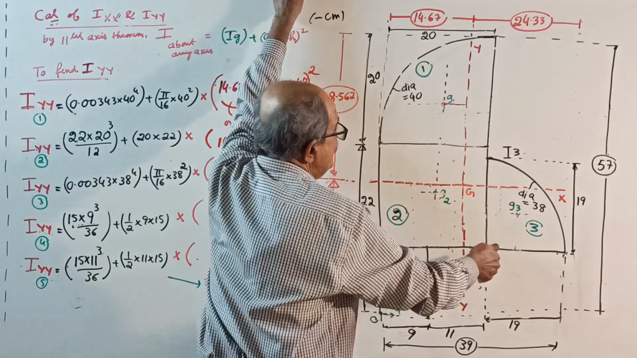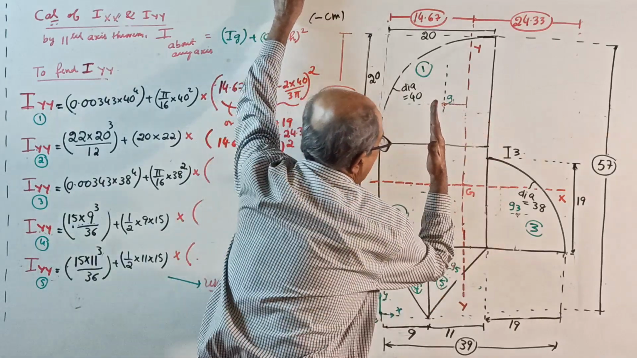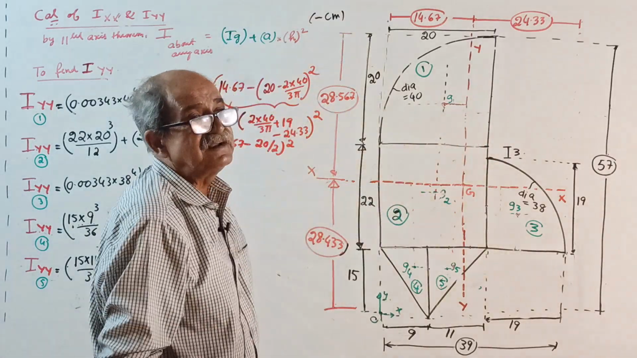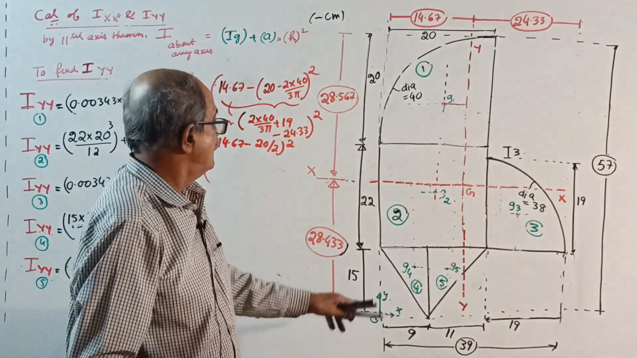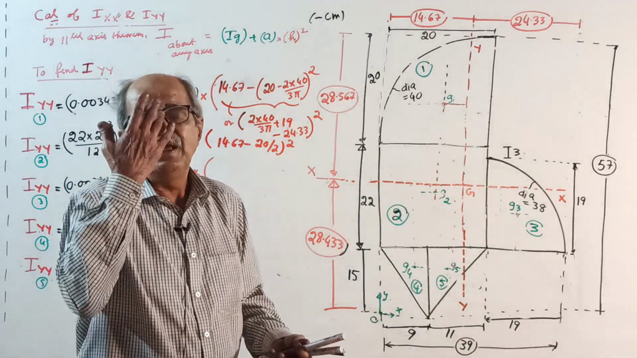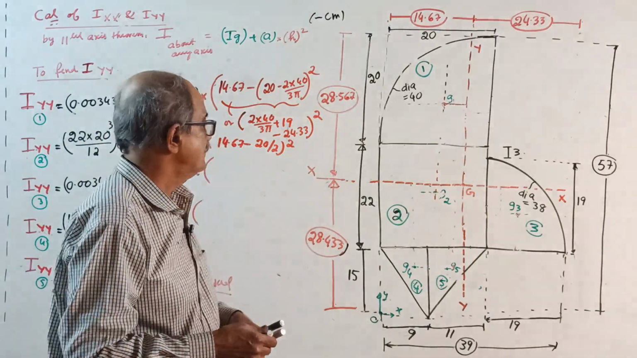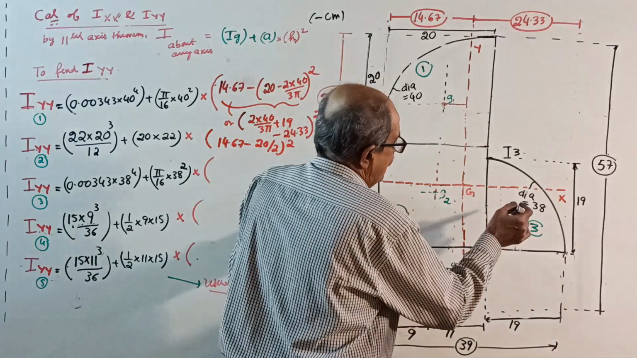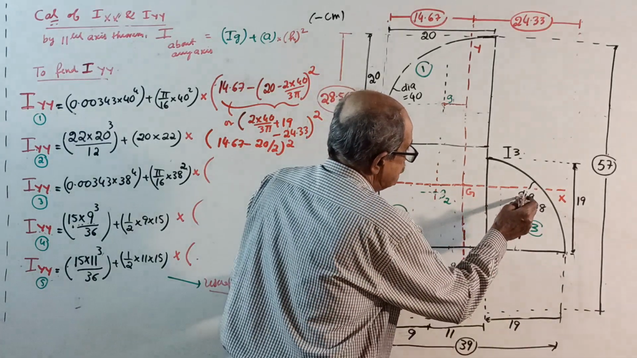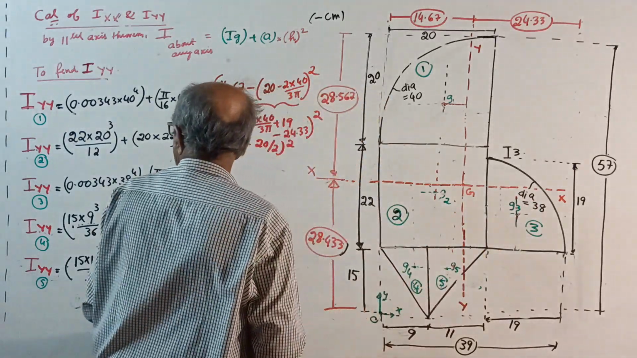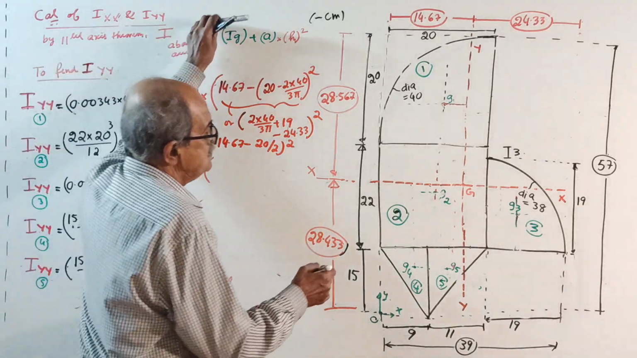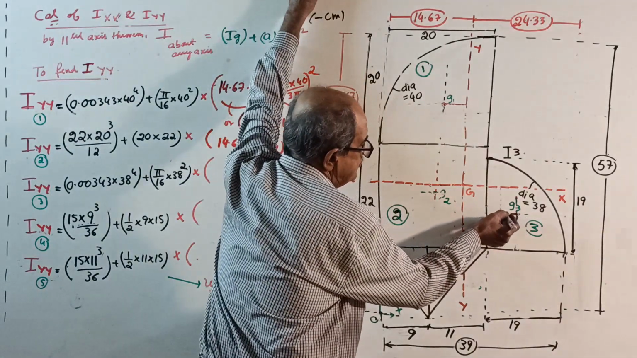Ig is 22, the parallel side, into 20 cube by 12. Last time it was 20 into 22 cube, now it is 22 into 20 cube. These all I cannot explain now. Why? It is told endless number of times. Come to 3. First, I about its own YY axis, green color, its own centroidal axis. Once again, 0.00343 diameter power 4 plus area into this distance square.